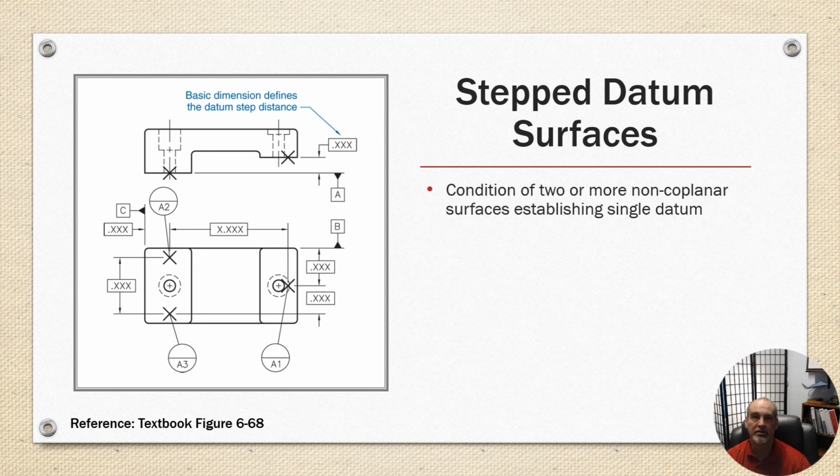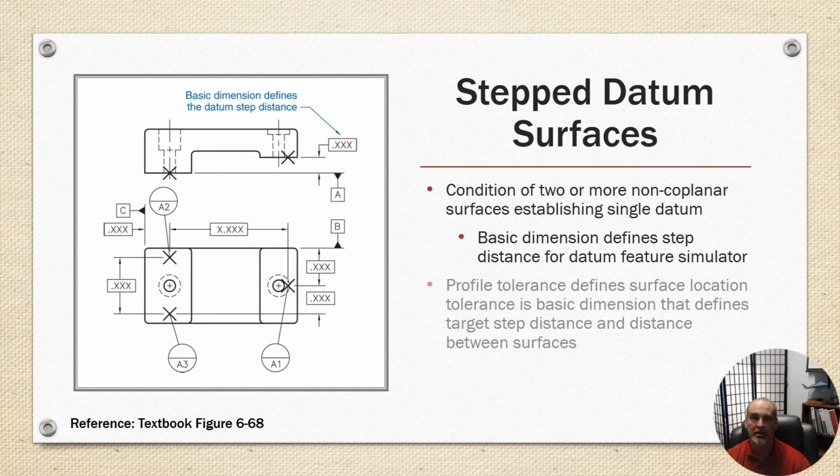The condition of 2 or more non-coplanar surfaces establishing a single datum. A basic dimension defines the step distance for the datum feature simulator, and the profile tolerance defines the surface location tolerance. The basic dimension defines the target step distance and the distance between surfaces.